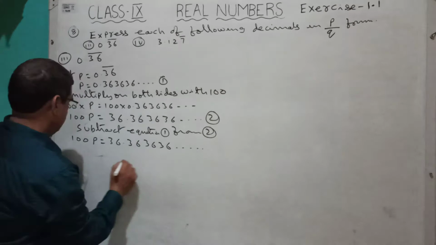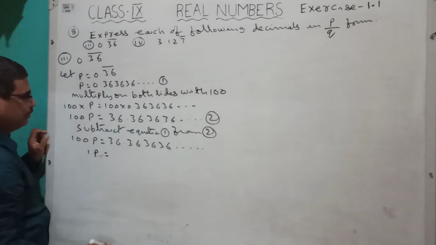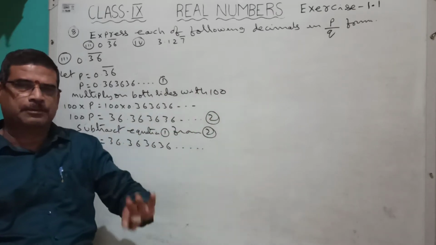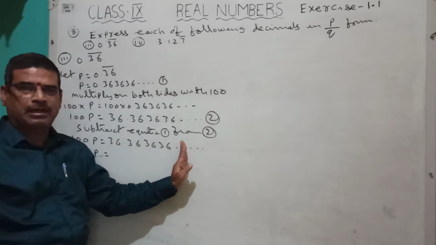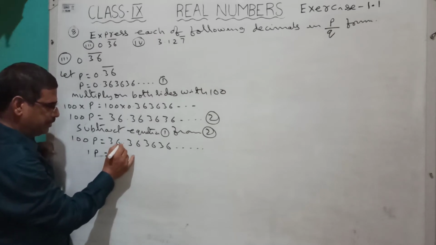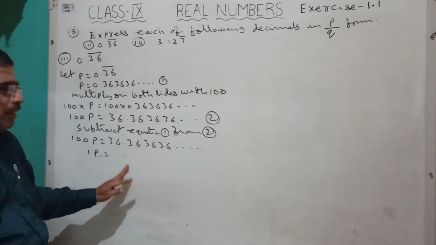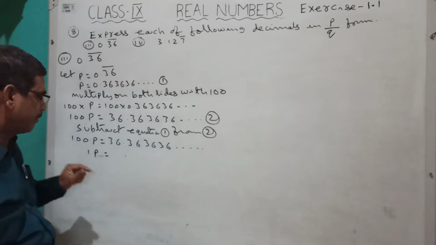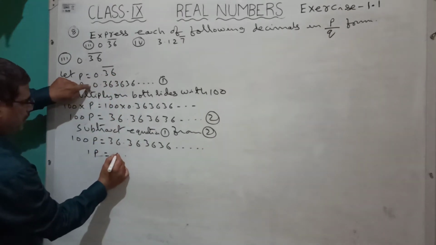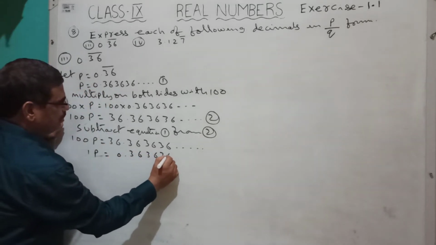So 100 P is equal to 36.363636, and so on, and 1P is equal to, here you have to observe one thing. In decimals, if you are adding or subtracting, write the first number, and after that put a point just below the previous point. This is the most important point, otherwise the answers will vary.